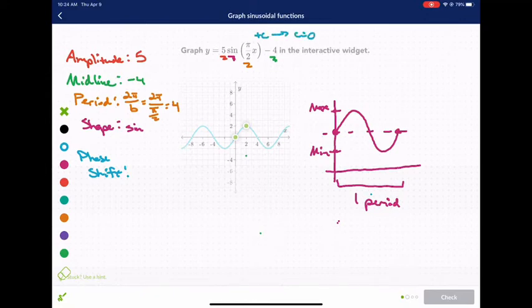So the phase shift is 0. It doesn't apply in this problem, so we're not going to shift it left or right. All right, so let's put all this together. Let's do the midline first. It's a good point of reference, so I'll draw a midline, a flat line through -4.